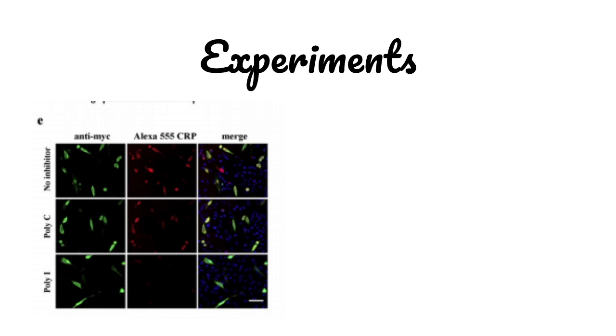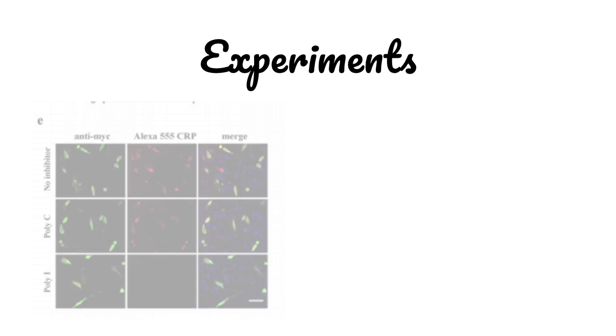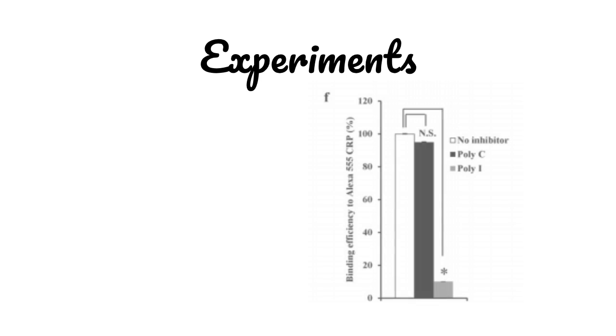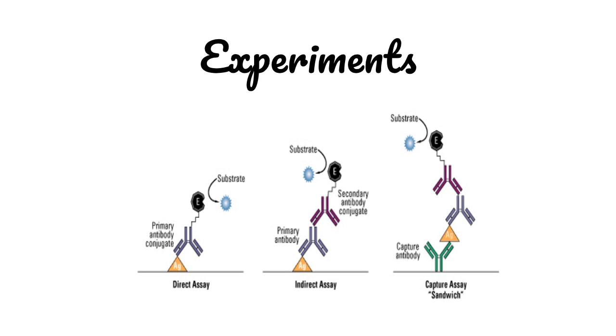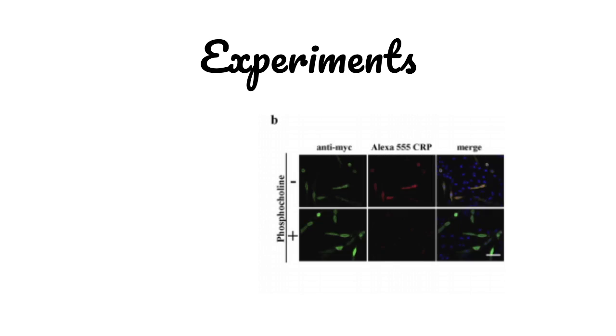Overall, the labels represented what was added to create the particular result and how the binding changed due to an increase or decrease or addition of a particular substance.